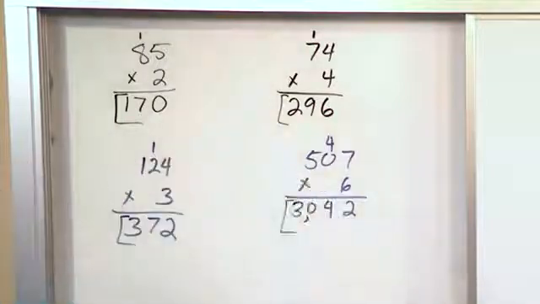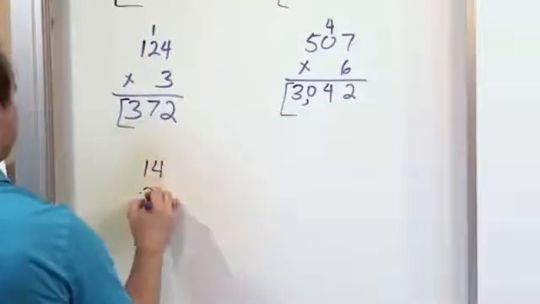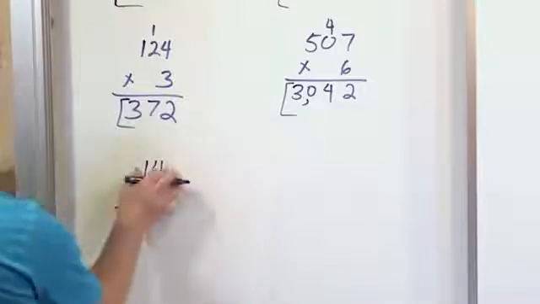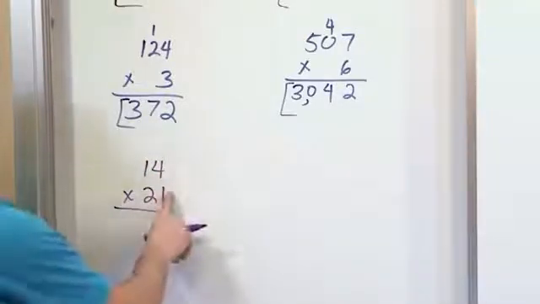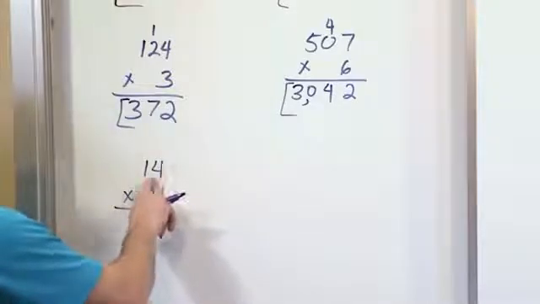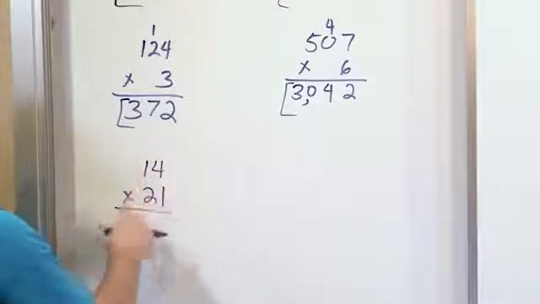Let me switch colors, and we're going to get to a little bit higher complexity now, because now we're going to be multiplying something like 14 times 21. So now we have a 2-digit times a 2-digit. When you have that kind of thing going on, you start with the right-hand digit and you multiply times both, and then you do the left-hand digit times both. So that's how you handle it.